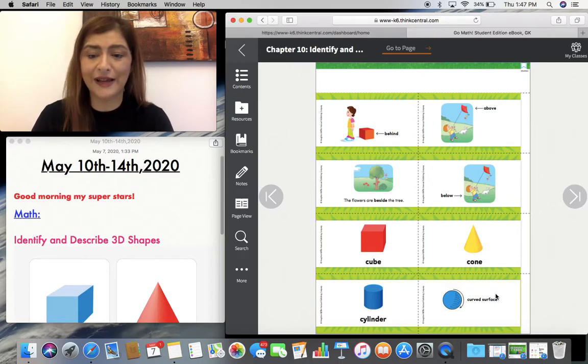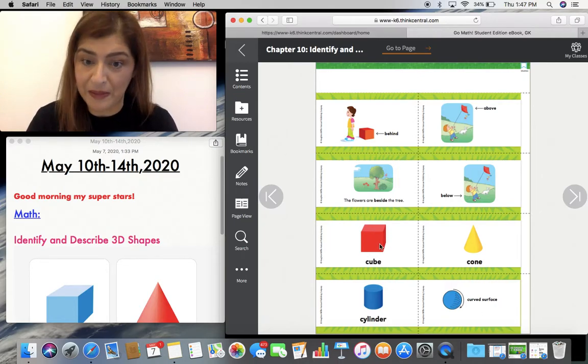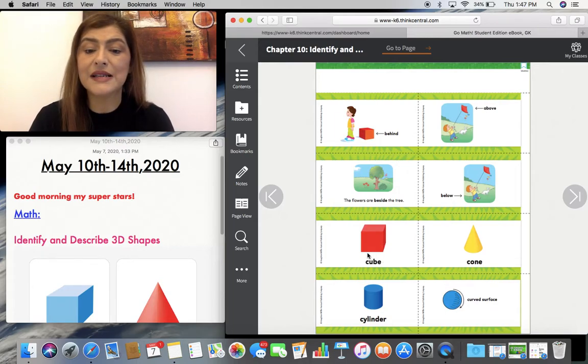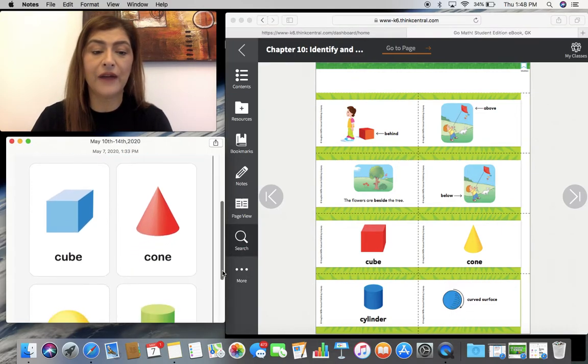Very good. Excellent. Well, remember, this is not a square. It is a cube. Cube. Say it with me. Cube. Very good. And this looks like something that we eat. Ice cream cone. Very good. It is a cone. Cone. This is a cylinder. Cylinder. And this is a sphere. Sphere.